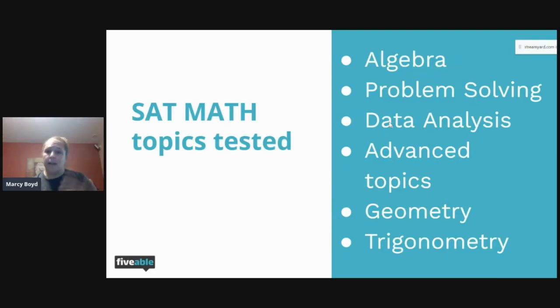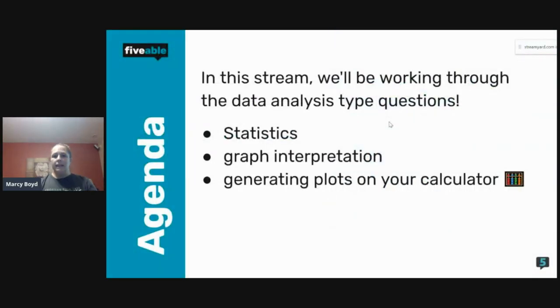SAT, all the topics. Again, we're covering that third bullet down, data analysis. But just so you know, the 6 topics basically are algebra, problem solving, data analysis, what they call advanced topics, geometry, and trig. Okay, in this stream, we are going to be talking about the data analysis, that third bullet.